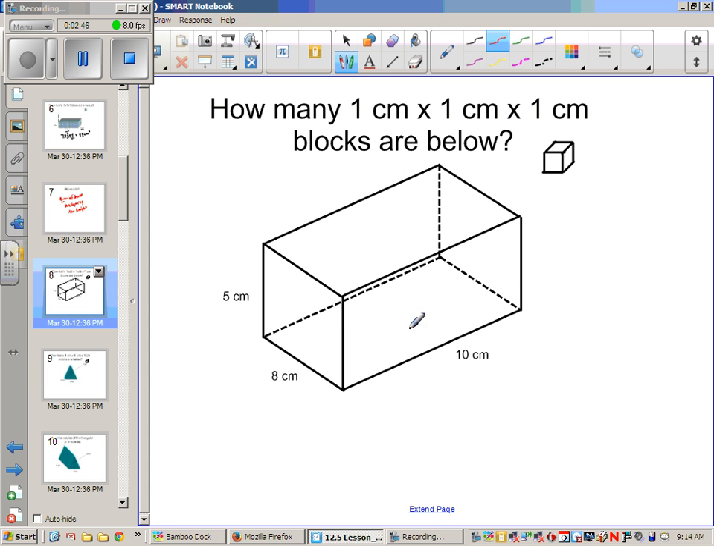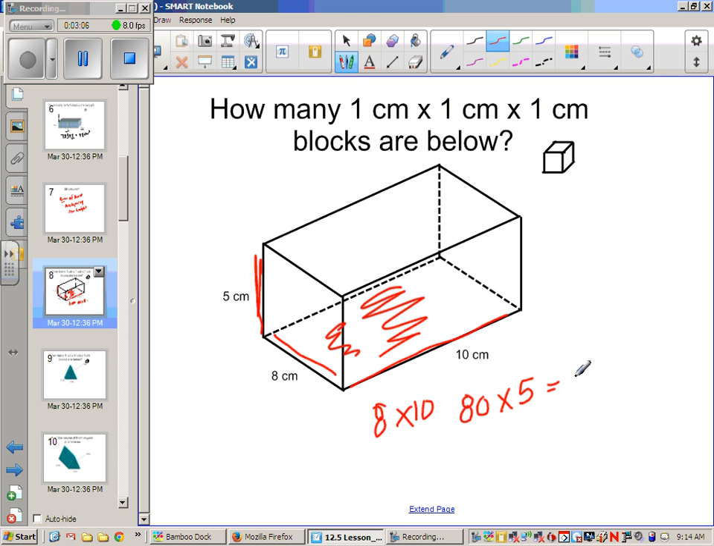So this one, the base is a rectangle. The area is going to be 8 by 10. It's the base, 8 by 10. And the height of this prism is 5. So I'm going to take my 80. And it's like I'm taking that rectangular base right here and I'm stacking 5 of them up. So I'm going to multiply it by 5. And 80 times 5, is that 400? That's 400 centimeters cubed. All right.